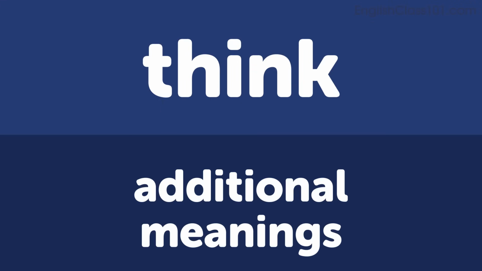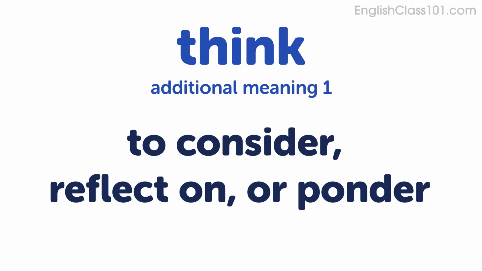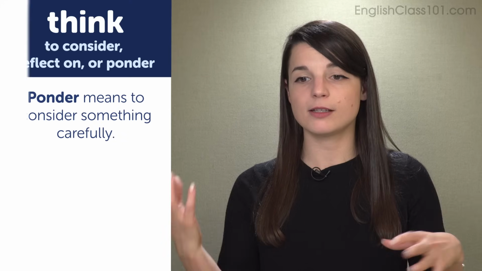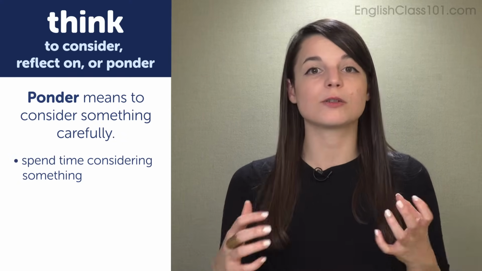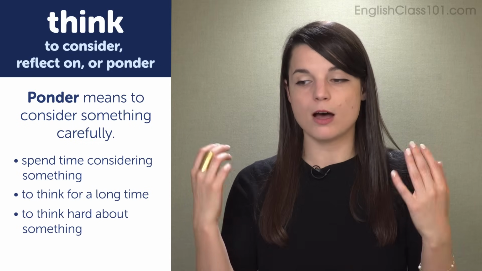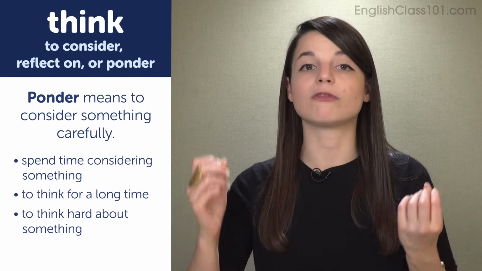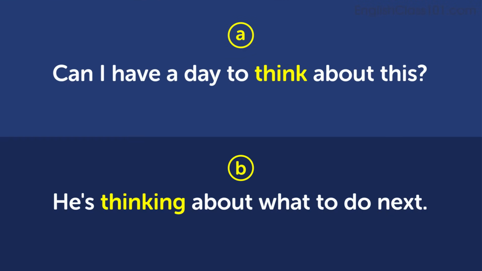Okay, let's look at some additional meanings of the verb think. First is to consider or to reflect on or to ponder. It means consider something carefully or spend time considering something. So ponder means to think for a long time or to think hard about something. So consider carefully, reflect on. Examples. Can I have a day to think about this? He's thinking about what to do next.